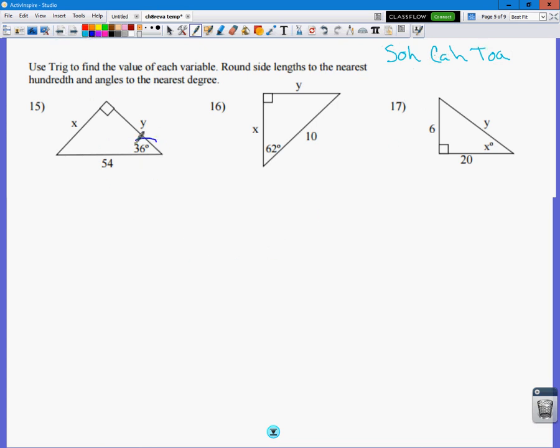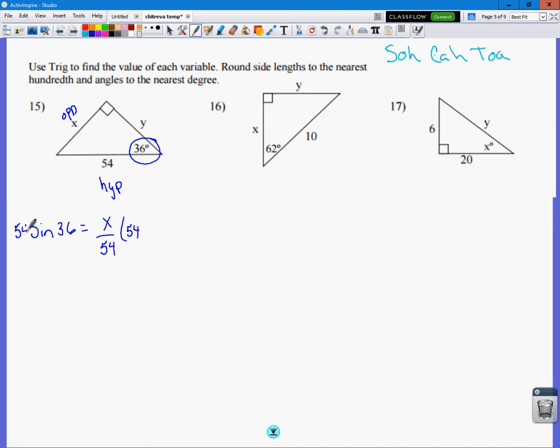We started at an acute angle. We're going to label our parts. X is opposite. The 54 is the hypotenuse. Opposite and hypotenuse is a sine function. So the sine of the angle, 36, is equal to the opposite, x over 54. And we are going to multiply both sides by 54.